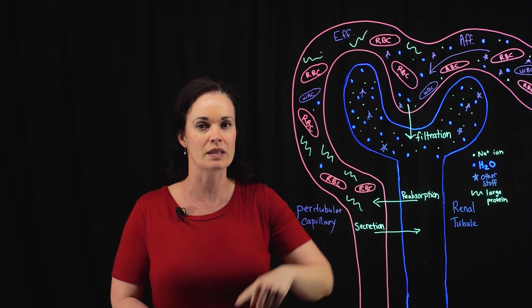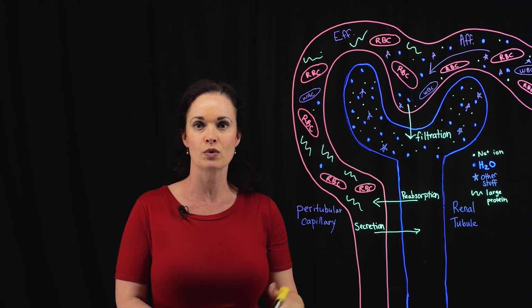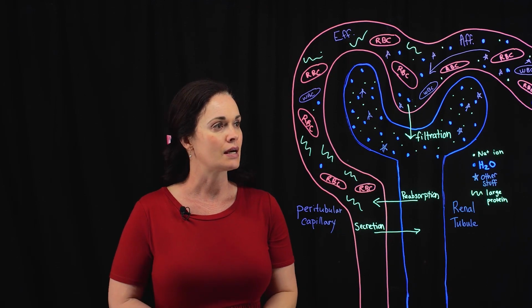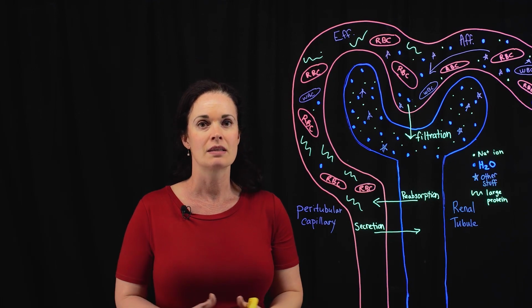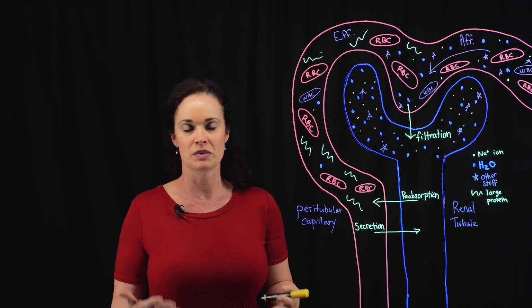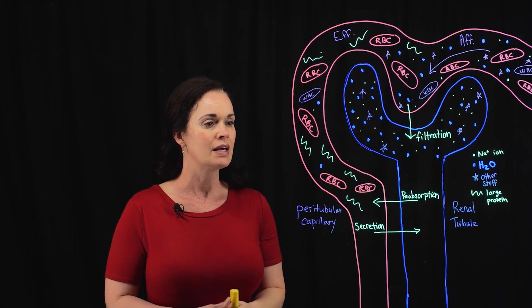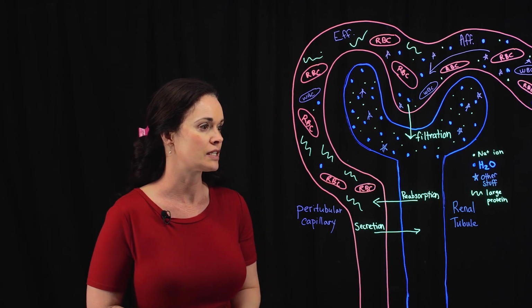And what we're left with in the blood at that point is mostly just the large things that were too big to be pushed out into the glomerulus. We've got our red blood cells, our white blood cells that are going to stay in the blood. We've got the large proteins represented by these little green squiggles as well. And that's kind of the composition of the blood as it's leaving the efferent arteriole.